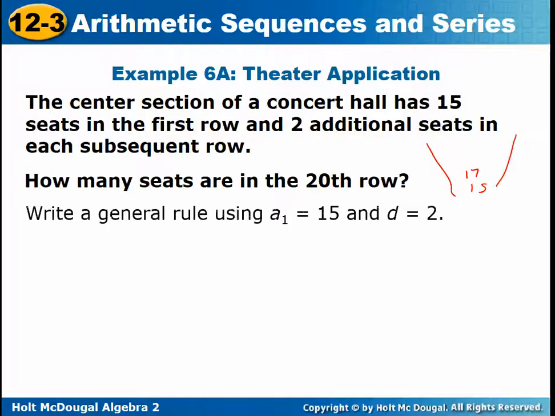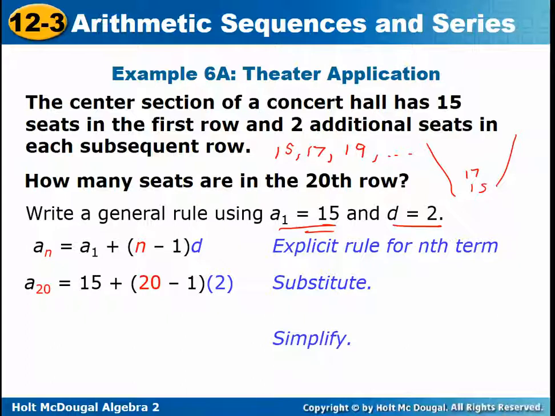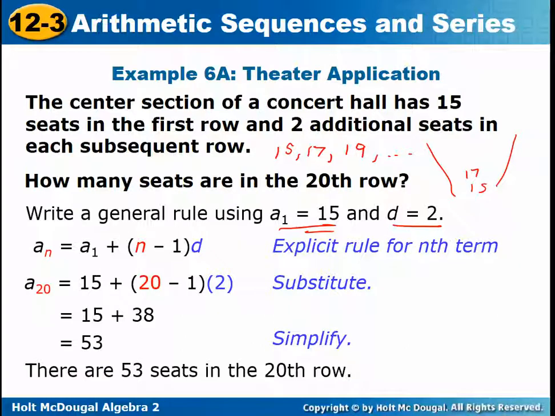So we start by writing the first few terms. I do. 15, 17, 19, and so on. The common difference we can find pretty easily is 2, and we know that a sub 1 is 15. So we write the general rule, and we plug in what we know in order to find the 20th row. And then we simplify. A sub 20 equals 15 plus 19 times 2. 19 times 2 is 38. So we get 53 seats in the 20th row.